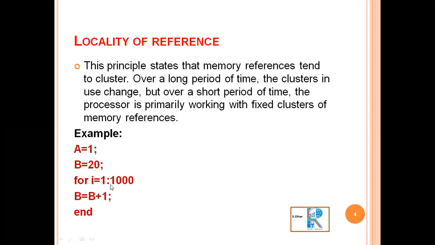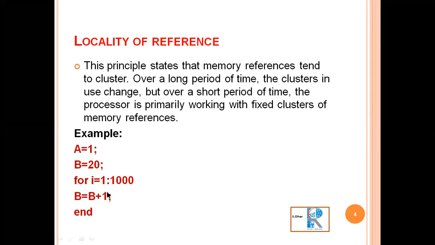So it will be 1000 into 10, that means 10 to the power 4. Total time required would be 10 to the power 4 nanosecond if it is 10 nanosecond. But if I put it in the cache memory, which is high speed memory, suppose the memory access time is 1 nanosecond, then it will be only 10 to the power 3 nanosecond, because 1000 means 10 to the power 3 into 1, that means 10 to the power 3 nanosecond. But if it is put in the main memory, it will be 10 to the power 3 into 10, that means 10 to the power 4 nanosecond. Obviously main memory will take more time.